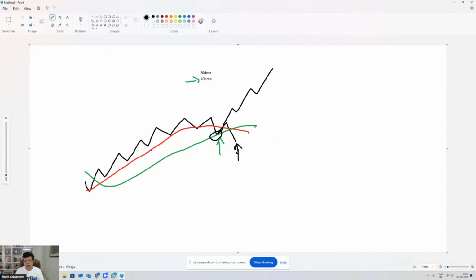So sometimes in the short term, we may see a correction breaking the shorter term average, but we may not break the medium term average. And that means the larger trend remains intact. Okay, so this is the type of movement that we are really looking for.